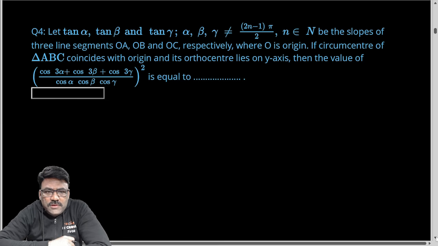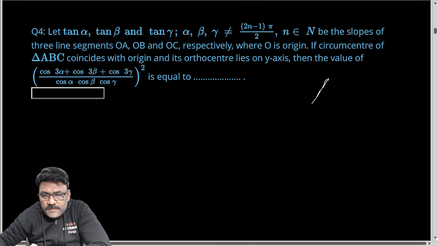See, circumcenter of triangle ABC is at the origin. So you can say that the vertices A, B, C of the triangle are equidistant from the origin. Let's say the vertices A, B, C are at a distance of r units from the origin. So I can say that the vertices A, B, C lie on a circle with center at origin and radius r. So I can say that I have a triangle here, ABC.